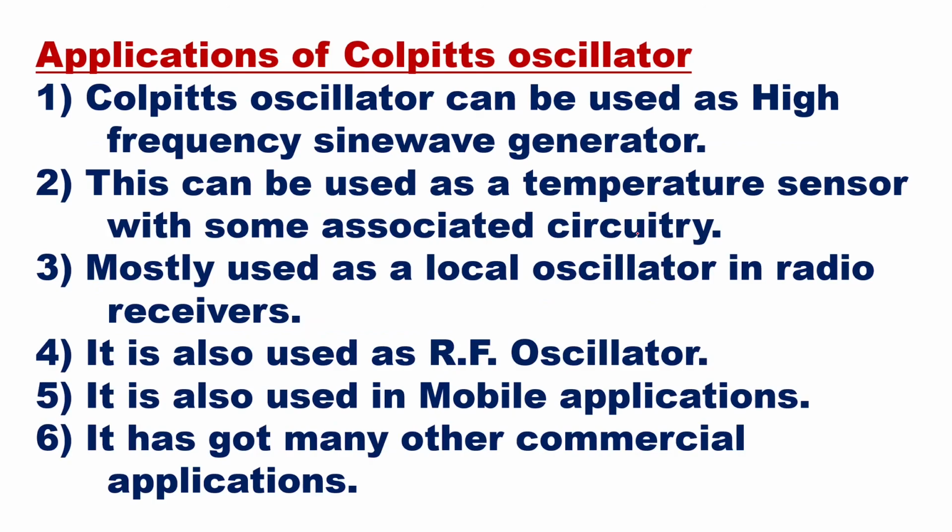Then if you go to see the applications of the Colpitts oscillator, here we have mentioned a few applications. A Colpitts oscillator can be used as a high frequency sine wave generator. It can be used as a temperature sensor with some associated circuitry, and is mostly used as a local oscillator in radio receivers. It is also used as a radio frequency oscillator. It is also used in mobile applications. It has many other commercial applications.